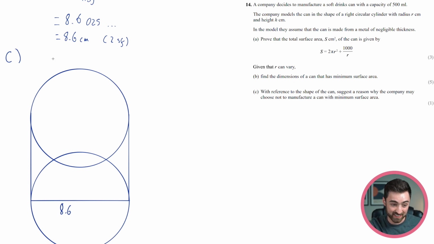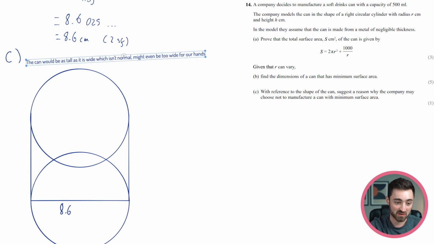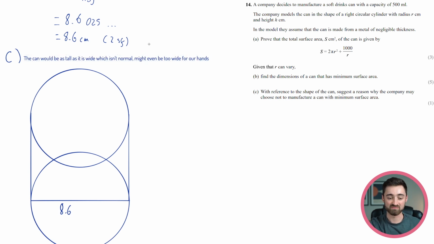So I would just say, look, in this case, the can would be as tall as it is wide. First of all, it isn't really normal, so it's not really going to fit in with any of the other cans, is it? You're not really going to be able to stack a shelf with it nicely if it's some fat can like that. And it probably wouldn't even be nice to hold. Might even be too wide for our hands. Bit of a strange one there, but yeah, I suppose they're really pushing this modelling real world vibe, aren't they? And that's what I'd say in the exam.